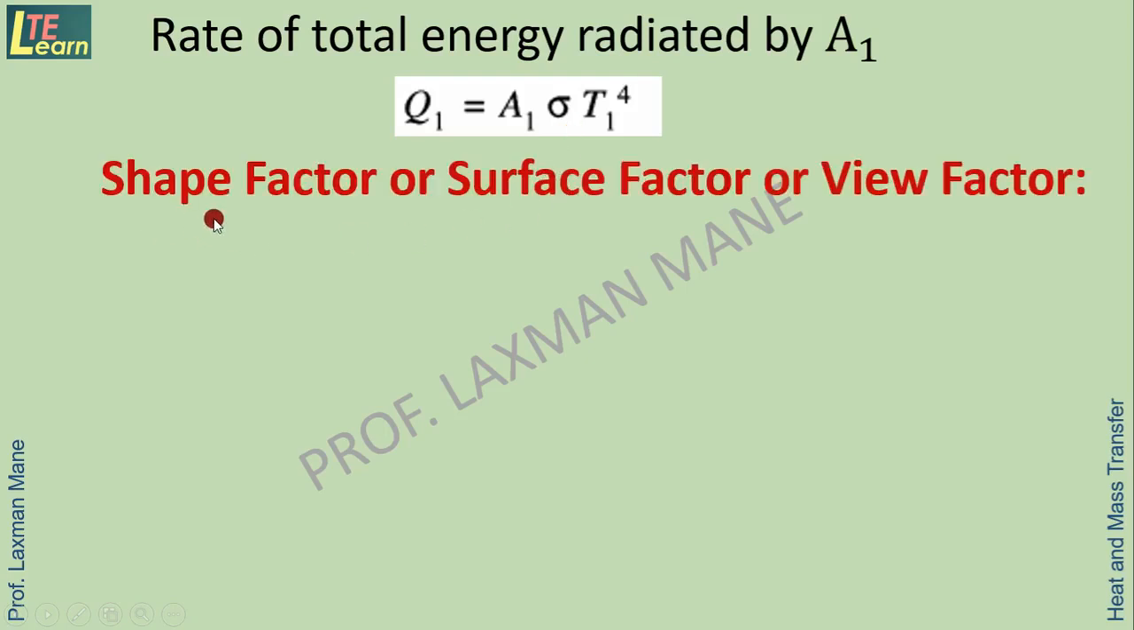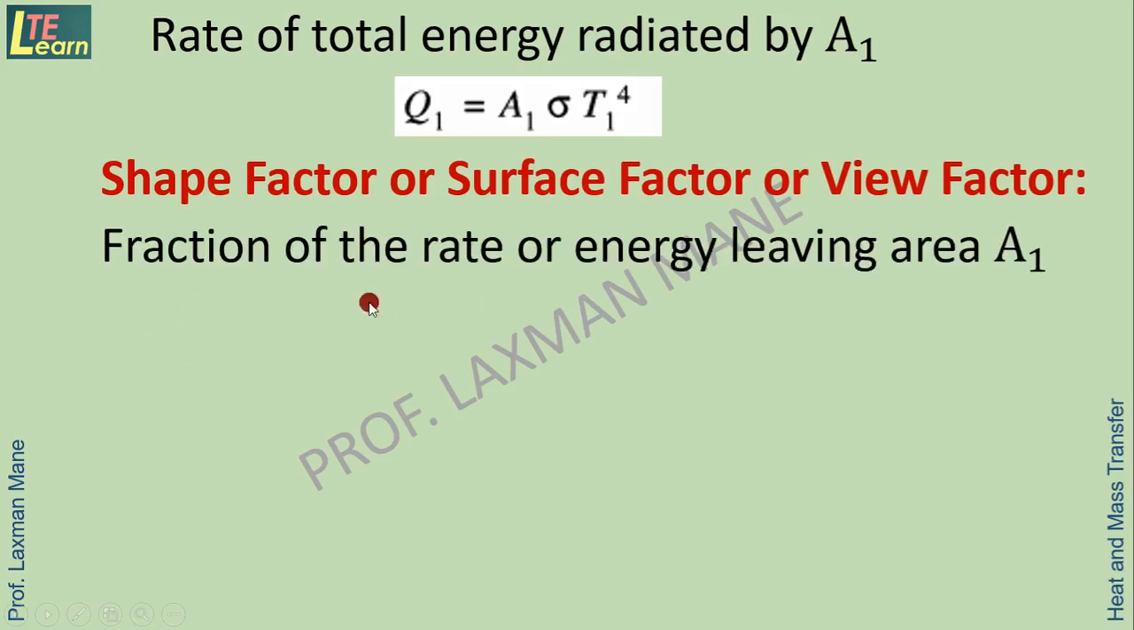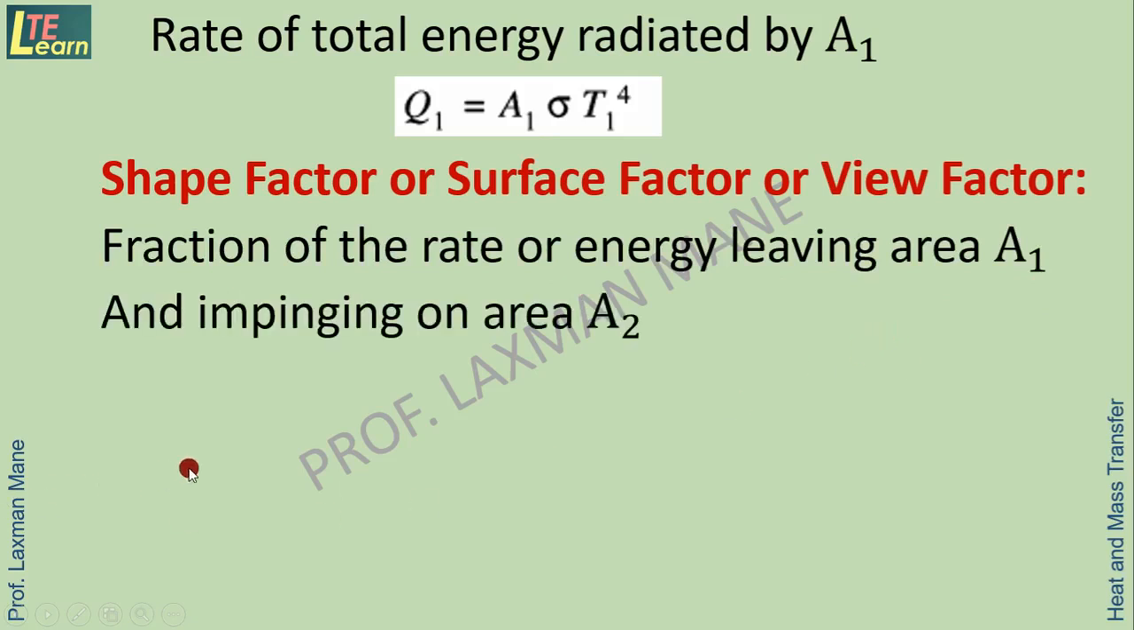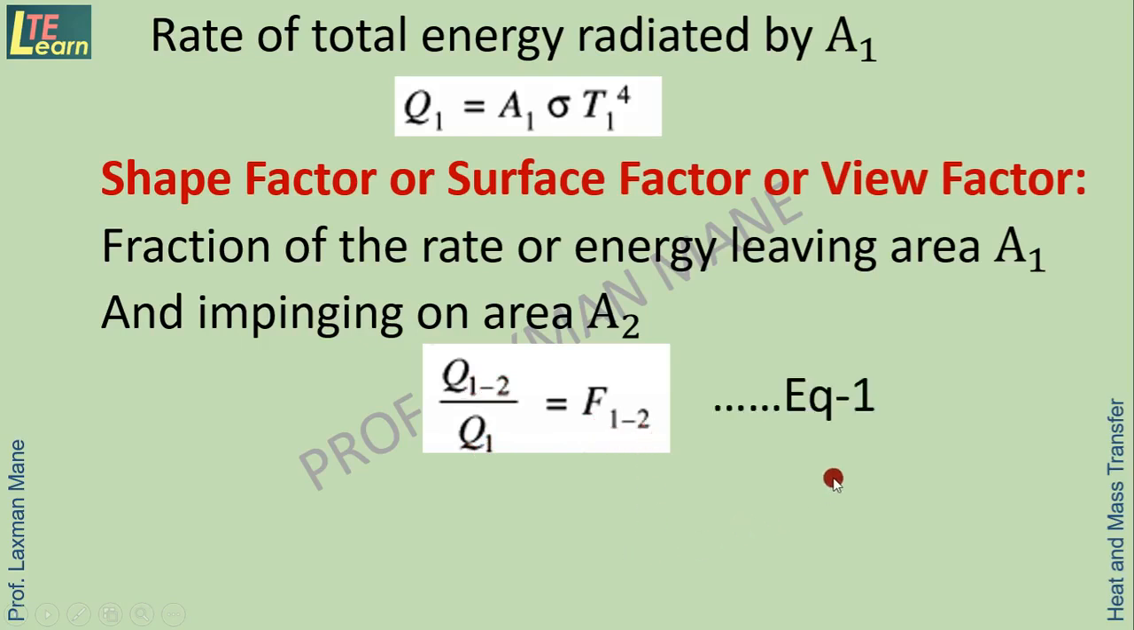Now the term to be understood is the shape factor, or surface factor, also called the view factor. It is the fraction of the rate of energy leaving area A1 and impinging on area A2. So this is the ratio Q1-2, which is the energy transferred between the two areas, divided by the radiated energy Q1. This is the shape factor F12 for the heat transfer process 1 to 2. This will be equation 1.